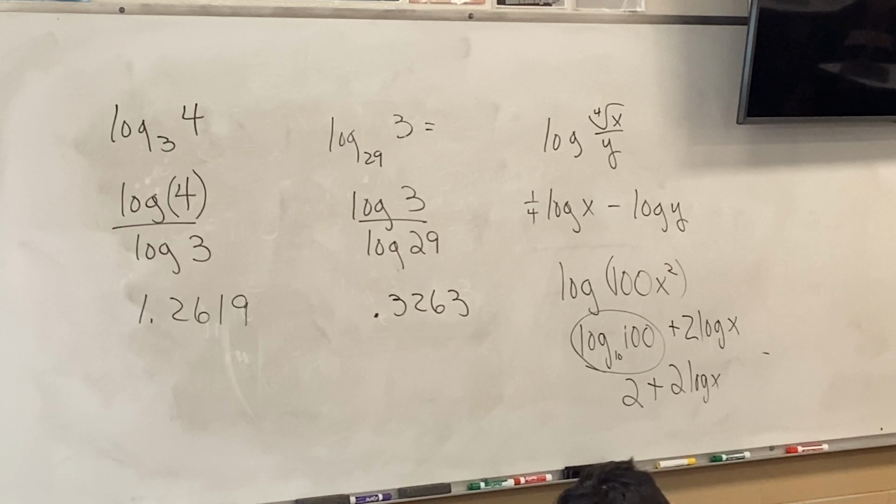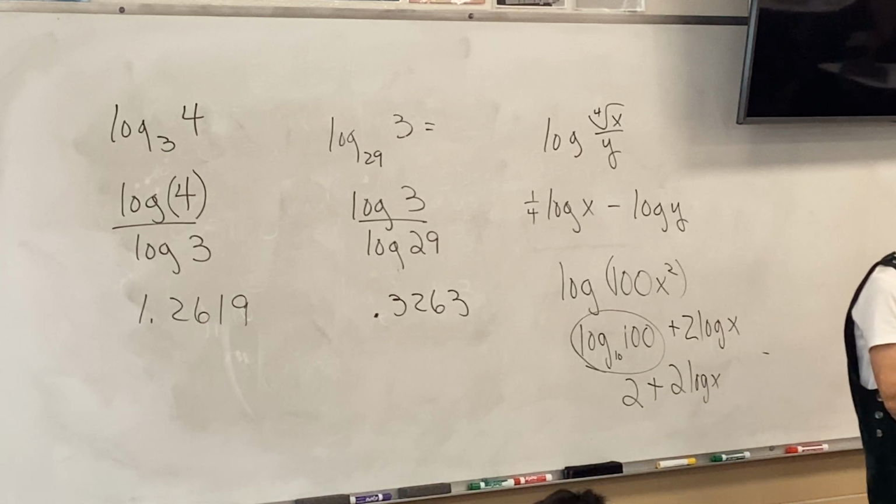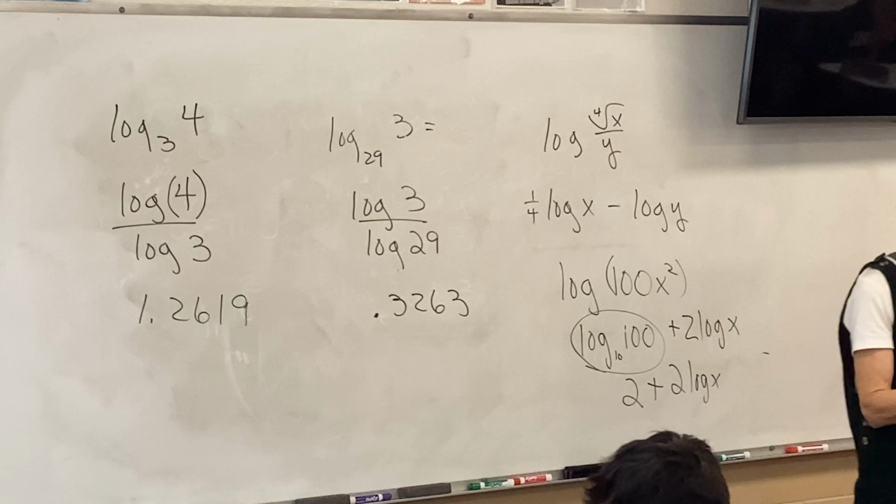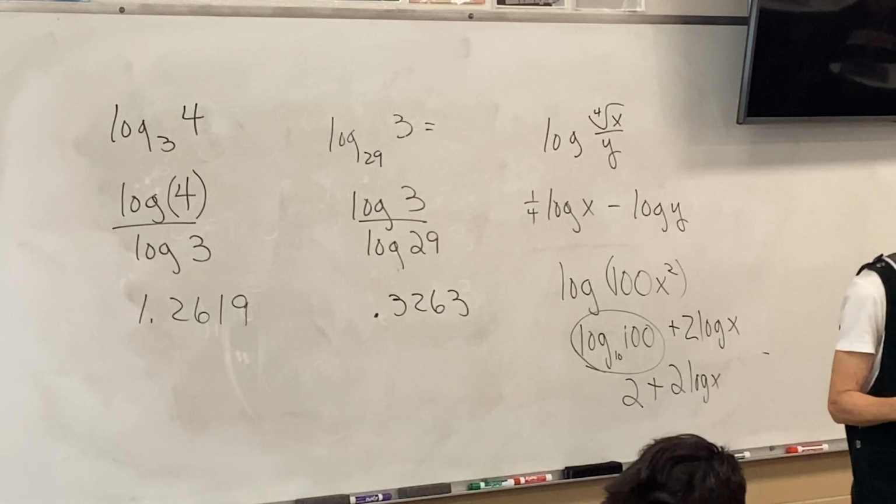6.49189. To 4 decimal places, that's 6.4919. 5 and up, we round up. All right, everybody okay? Easy, easy, easy.